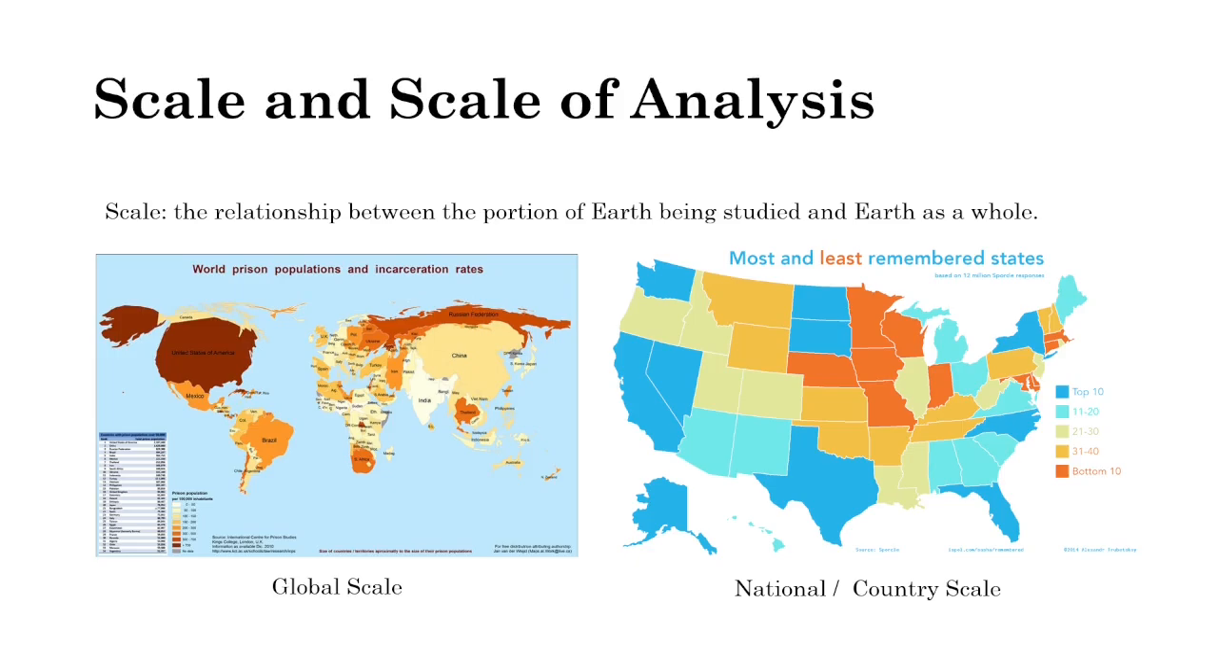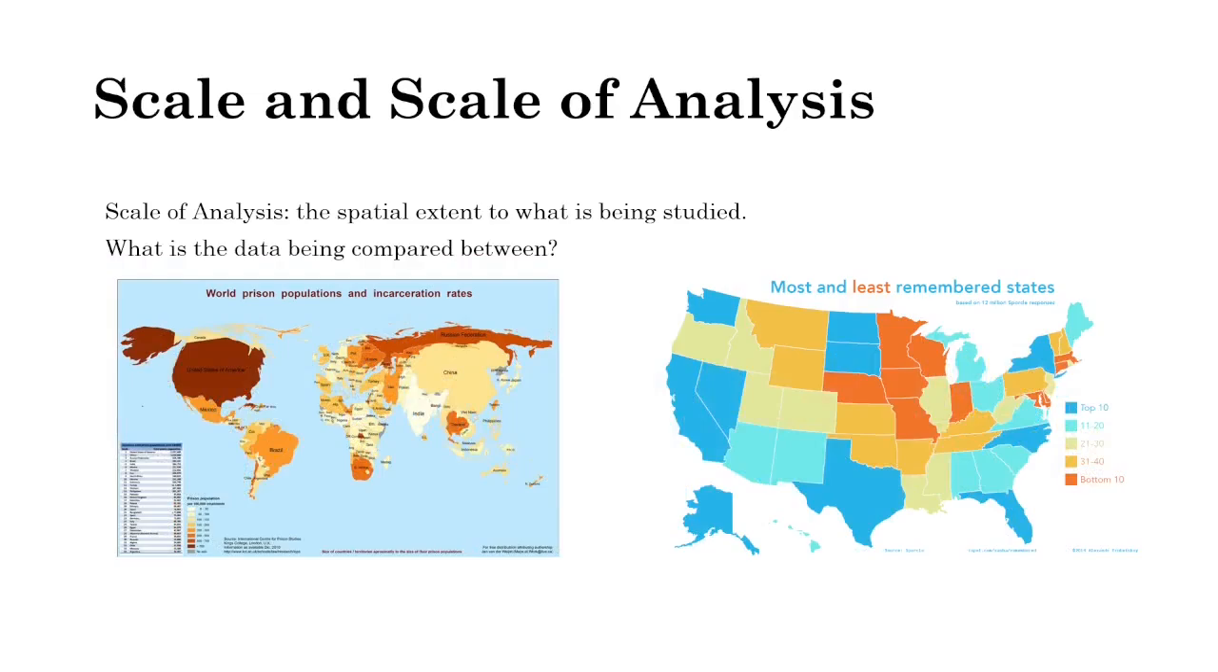Now, scale of analysis is something a little different. So scale of analysis is the spatial extent of what is being studied. What is the data being compared between? So is the data varying between continents or countries? Is the data being compared between states? Or is it not being compared between any entity at all? It doesn't have any confined borders here.